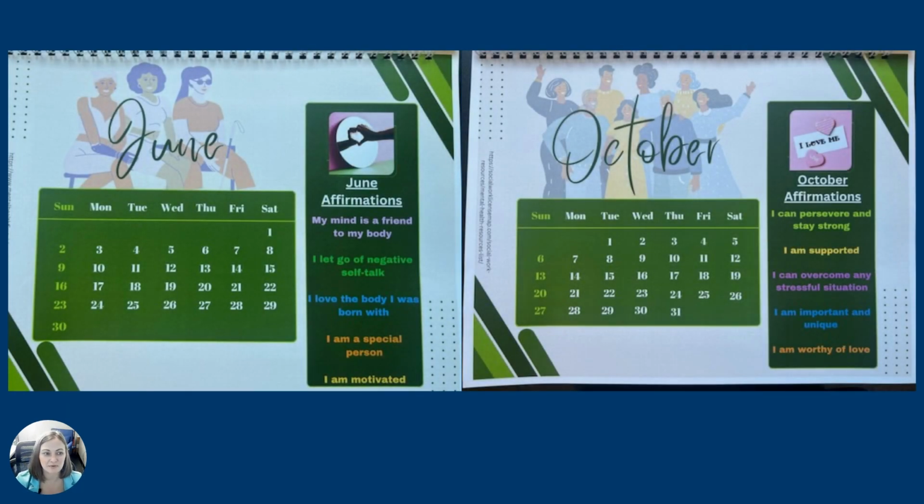Here are some examples. My mind is a friend to my body. I let go of negative self-talk. I love the body I was born with. I'm worthy of love. I am important and unique. And so they had entire calendars, and they printed out several copies to pass out to their classmates, but that would not be necessary. You could always share the PDFs with classmates.